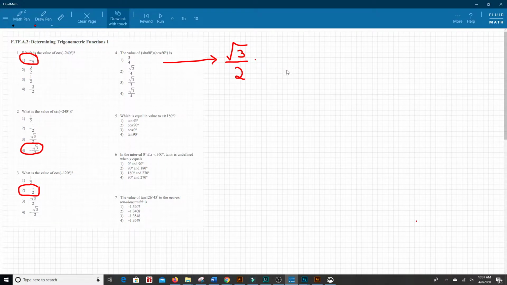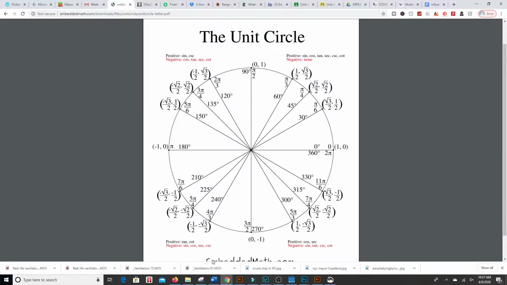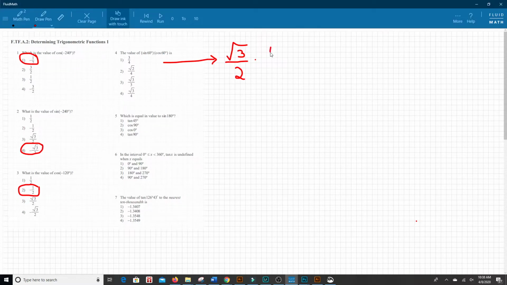Now what's the cosine of 60 degrees? Go back over here. Cosine of 60 degrees. So we have 60 degrees right here, and we want the cosine of that. The cosine of that is, again, going to be the x value, which is 1/2. The product is going to be equal to radical 3 over 4.